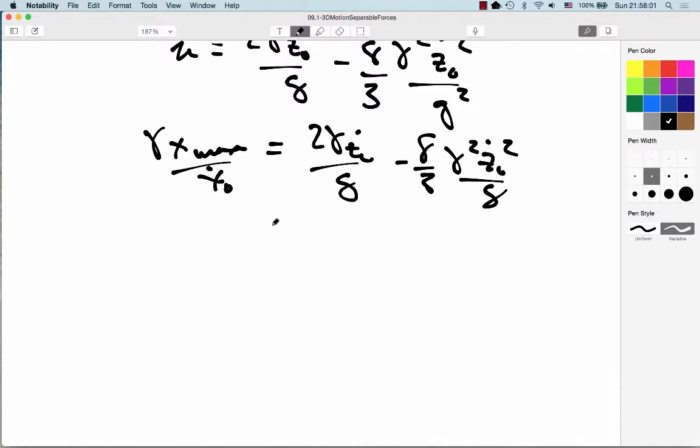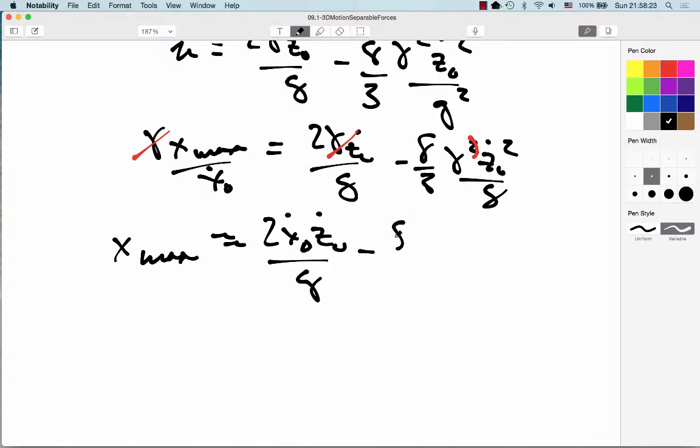All right, so for what it's worth, we can cancel a power of gamma. Cancel, cancel, cancel. And then just times through by x naught dot. So we get x max is approximately 2x naught dot z naught dot over g minus 8/3 gamma x naught dot z naught dot squared over g squared.